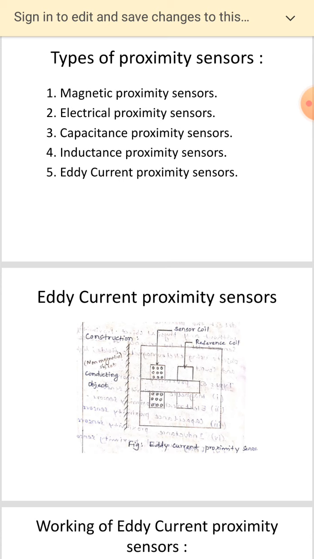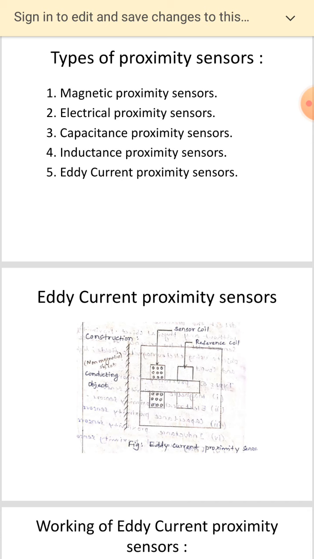Next we'll see the types of proximity sensors. The types are, first, magnetic proximity sensors, electrical proximity sensors, capacitance proximity sensors, inductance proximity sensors, and eddy current proximity sensors.